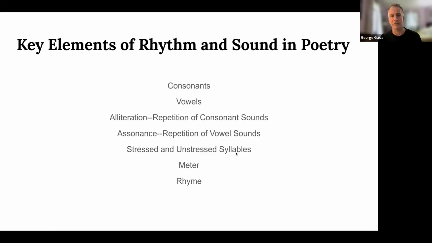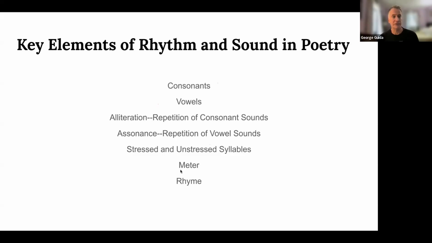So if you think about how words sound, the word rhythm, for example: the first syllable is stressed and the second is unstressed. Poetry: po is a stressed syllable, the next is unstressed, right? Elements: the first syllable is stressed, the second is unstressed, and the last is stressed, right? So we have stressed and unstressed syllables and patterns of stressed and unstressed syllables.